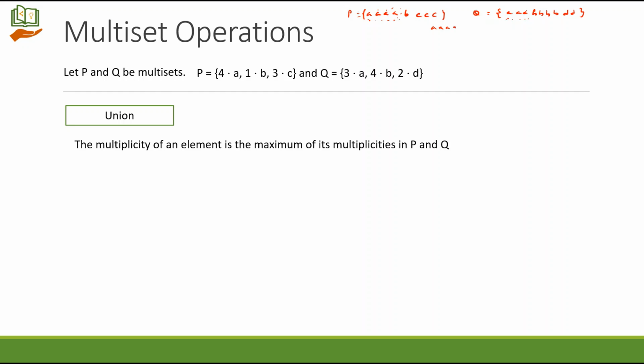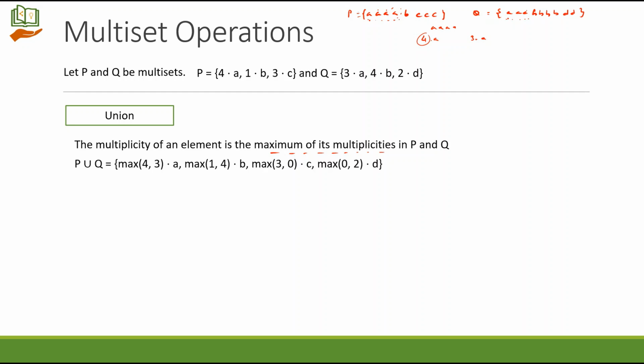So which count is actually taken here? The maximum of its multiplicities, we can say. So here there are 4 A's and here there are 3 A's. Which is maximum? 4 is maximum. So for union purposes we are picking the maximum of its multiplicities.